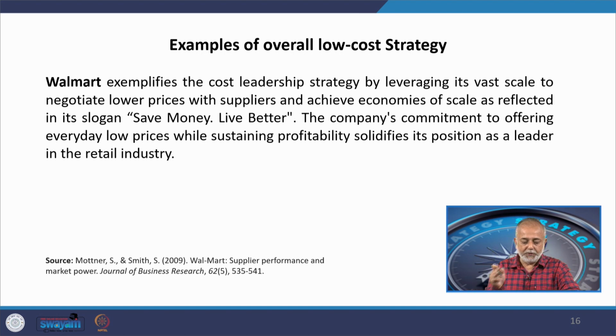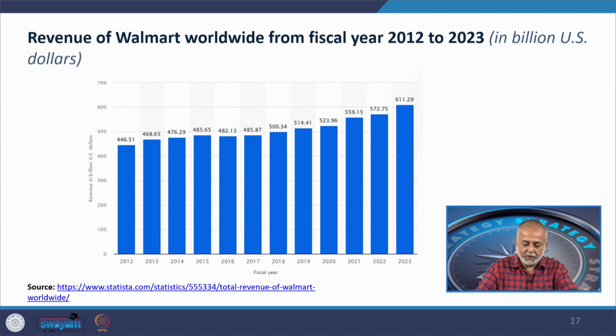The company's commitment to offering everyday low prices while sustaining profitability solidifies its position as a leader in the retail industry. We all know how they are doing, and just to give you a glimpse, in billions of dollars, in 2023 the revenue was $611.29 billion. Compare it with the GDP of some of the smaller countries around, and you would realize what I am talking of. That is how they are described in terms of growth and efficiency.